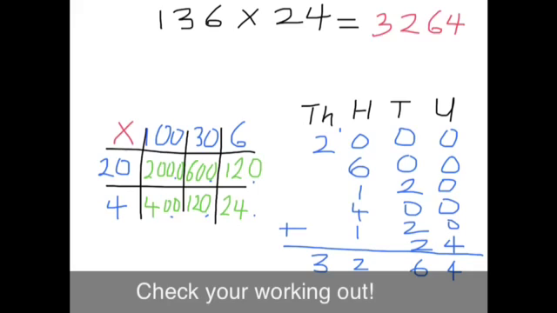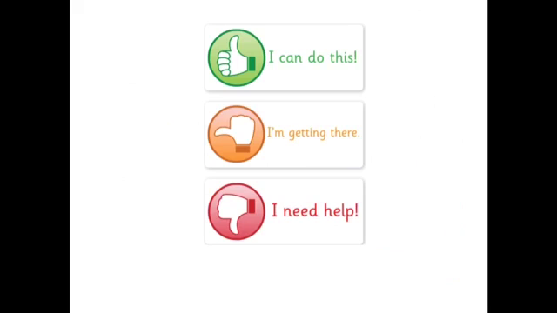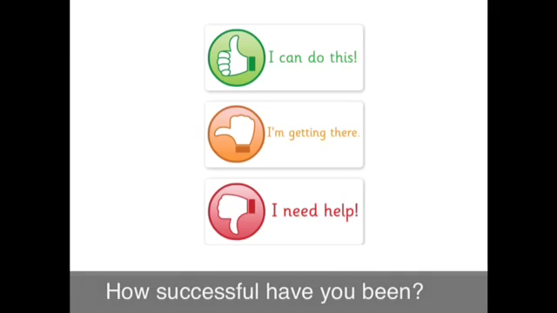Have you followed all the steps to getting the right answer? How successful have you been in using the grid method to multiply?